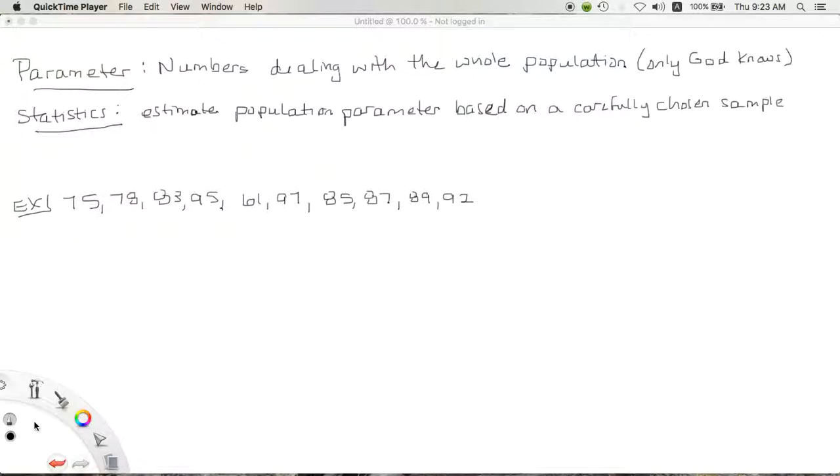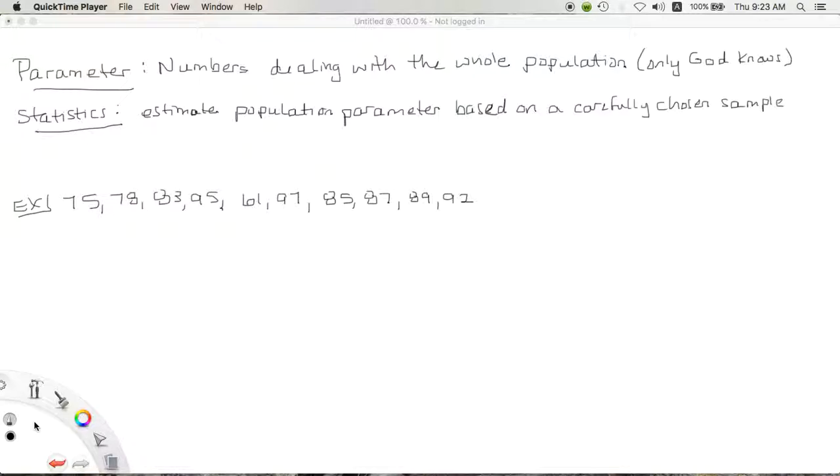Like when they say on the news that 75% of Americans want to vote for a certain person, they're not actually interviewing every single American voter. They're using a statistic. They're not looking at a parameter, at something that's actually dealing with the whole population. The statistic estimates the population parameter based on a carefully chosen sample, and we're going to talk about choosing that sample in a later lecture.